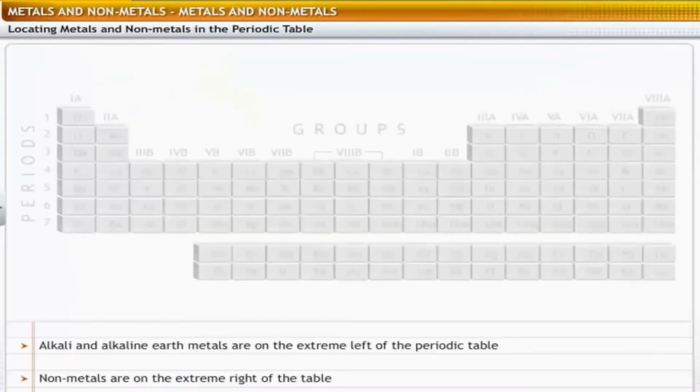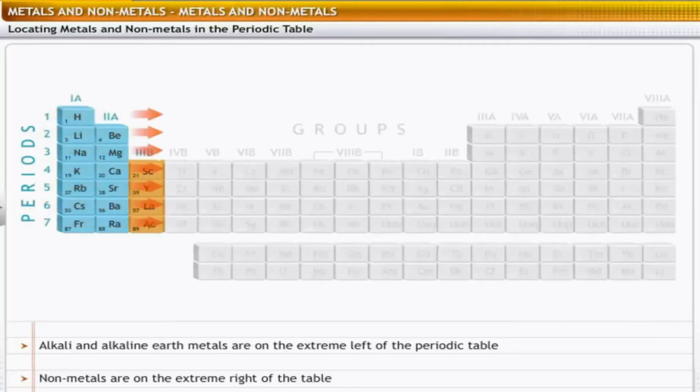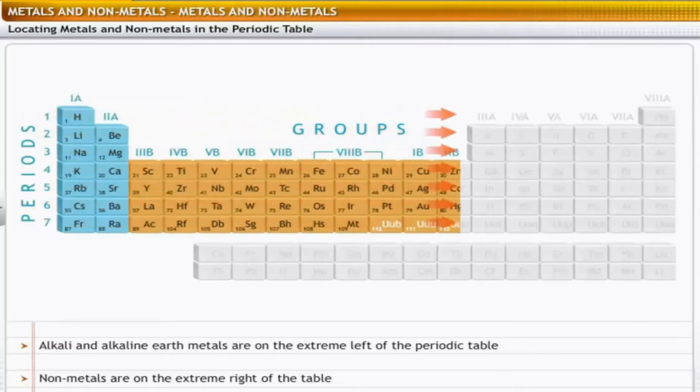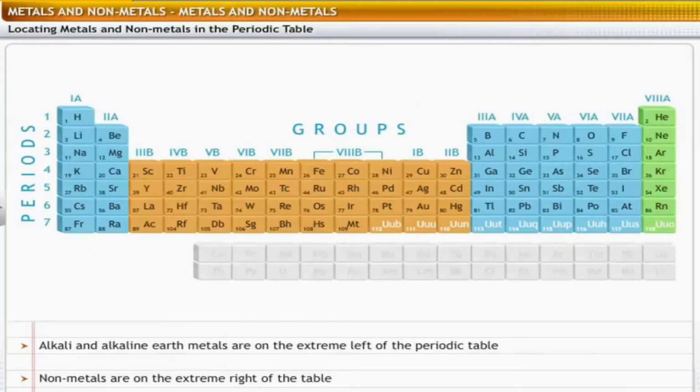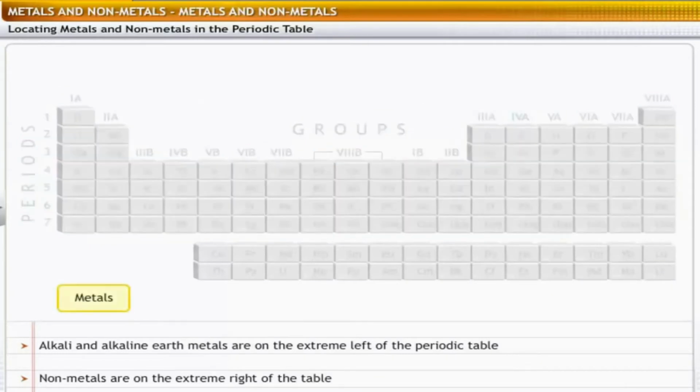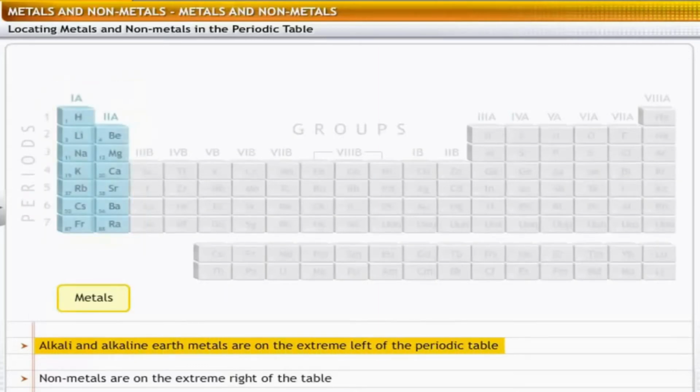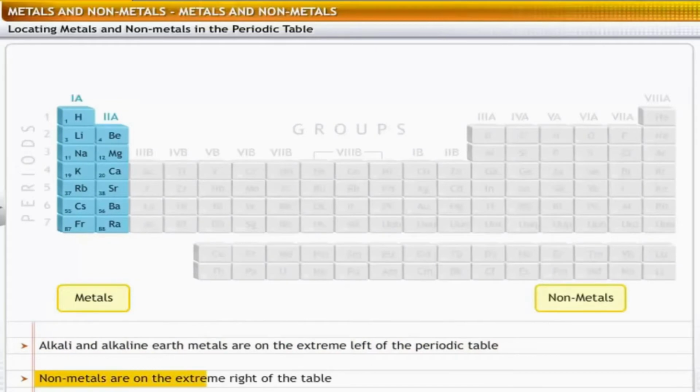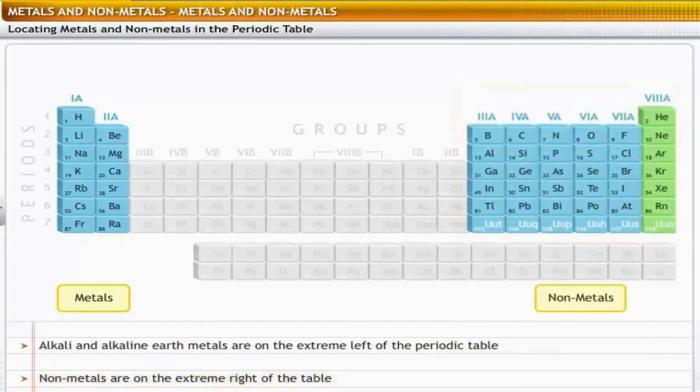To get an idea of the properties of metals and non-metals, let's first locate them in the periodic table. When elements are arranged in the increasing order of their atomic numbers in the periodic table, metals, including alkali and alkaline earth metals, are placed on the extreme left of the periodic table. Non-metals are placed on the extreme right of the periodic table. Based on the positions of metals and non-metals in the periodic table, it is possible to predict their properties.